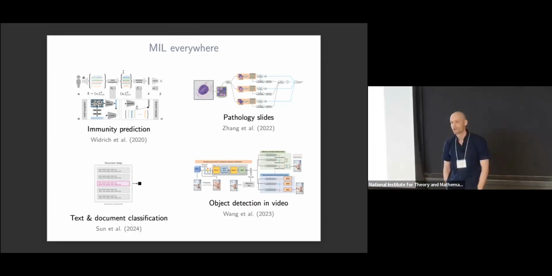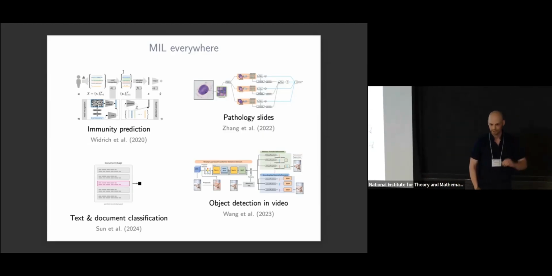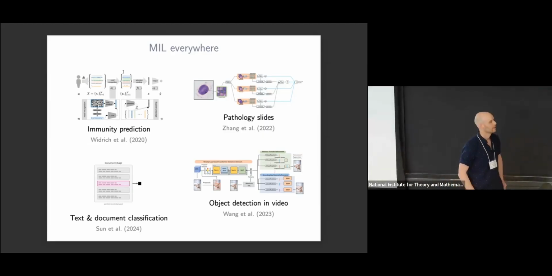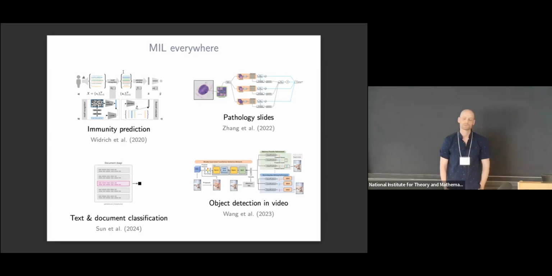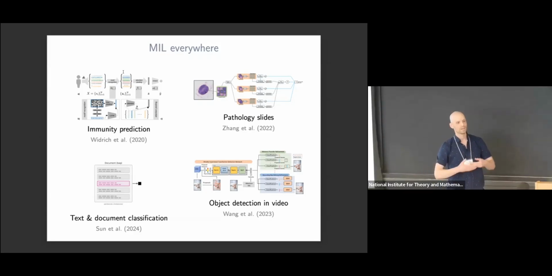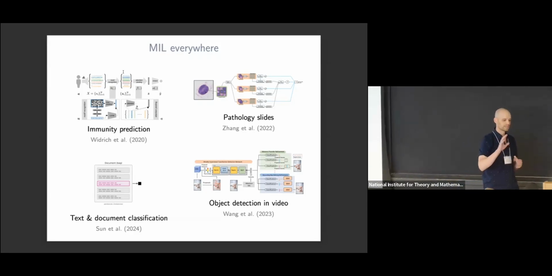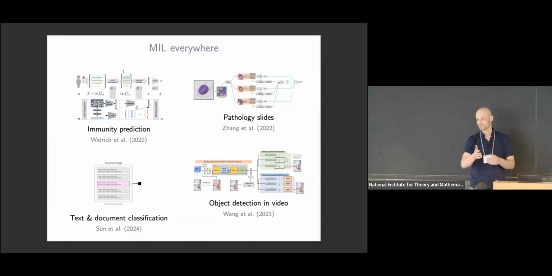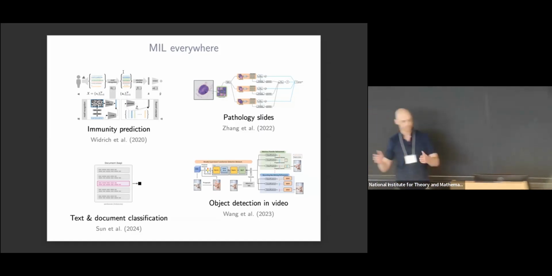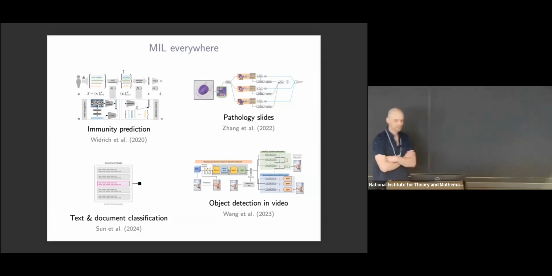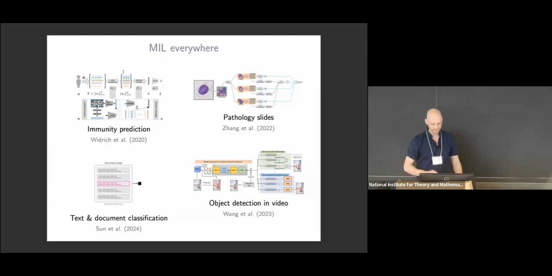There are certain problems that are obviously or naturally multiple instance learning problems. One of those is immune repertoire prediction. Here the bags are people, or rather someone's immune antibody sequences, and the labels are whether that person has immunity. You want to predict whether a new person has immunity based on their sequences. This is one where the number of instances in a bag is massive, like tens of thousands.